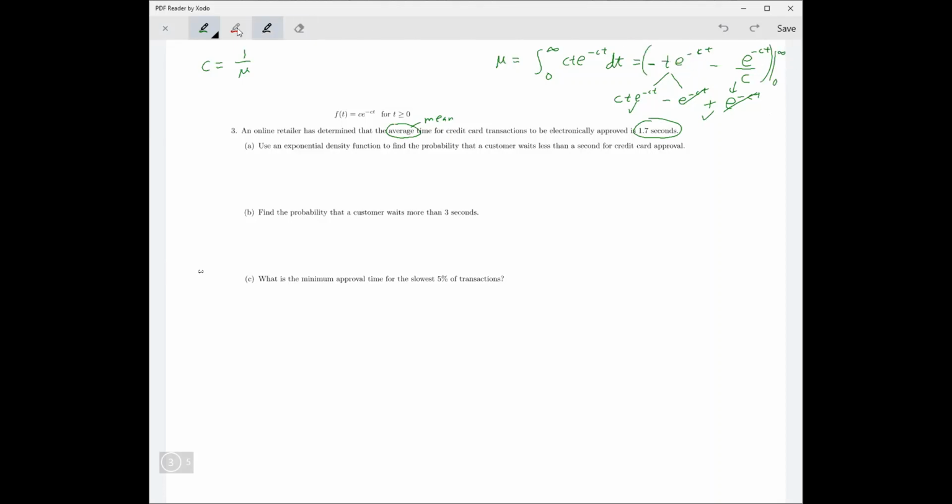Now, as you go to infinity, this is going to go to 0, and this is going to go to 0 as t goes to infinity. Both those are going to go to 0. So you'll have 0 minus, and then when you put 0 in, that's going to be 0. And this one is going to be a negative 1 over c. So you get 1 over c. So that's where you get the mean. That's telling you the mean is 1 over c, which tells you that c is 1 over the mean.